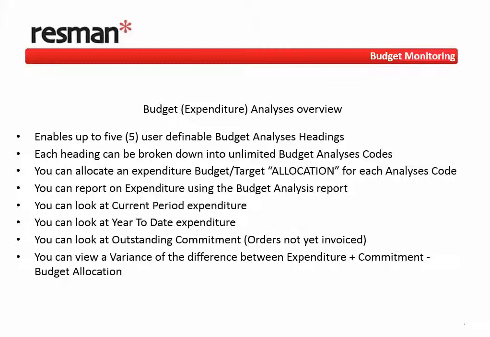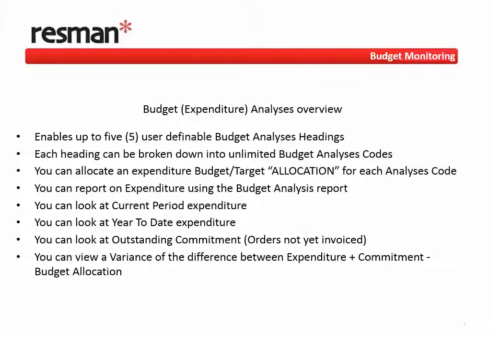What we did is we gave our users the ability to set up 5 user-definable budget analysis headings, and each of those headings could be broken down into unlimited budget analysis codes. So we'd have, if you like, a budget heading as an account and then sub-accounts beneath that. And for every one of those budget analysis codes, we could set a budget or a target, that's called the allocation, for each of those codes. So that's a financial value that we're saying we're not going to exceed in a given period.